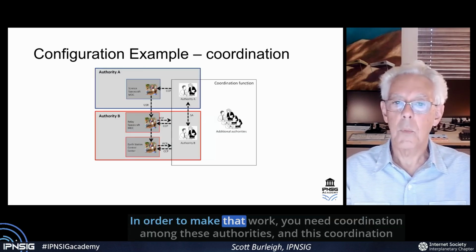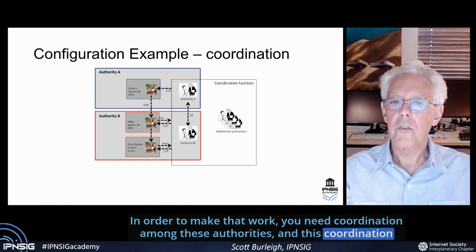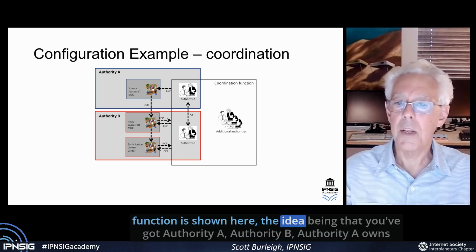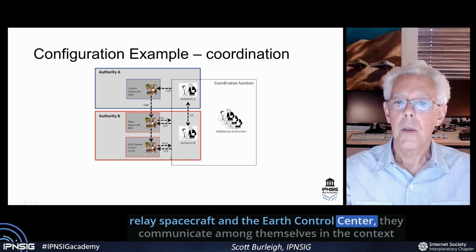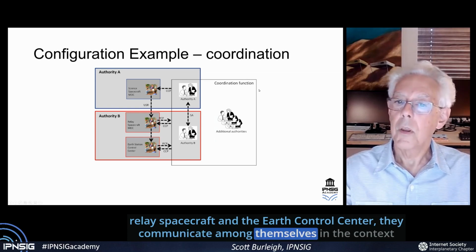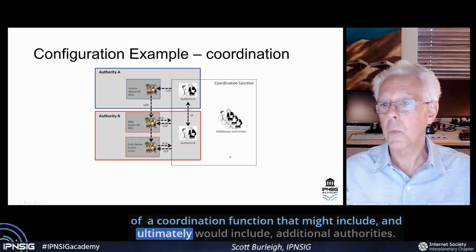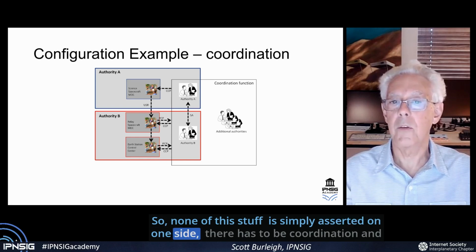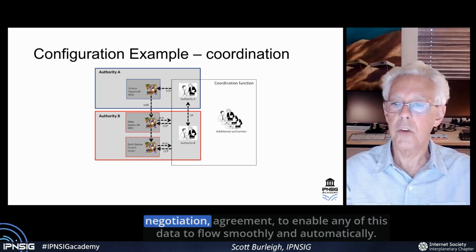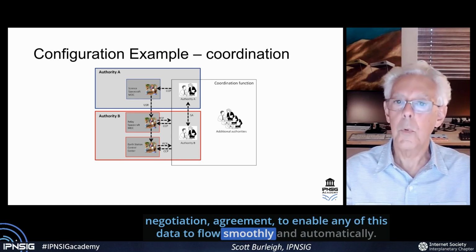In order to make that work, you need coordination among these authorities. And this coordination function is shown here. The idea being that you've got authority A, authority B. Authority B owns the relay spacecraft and the Earth Station Control Center. They communicate among themselves in the context of a coordination function that might include and ultimately would include additional authorities. So none of this stuff is simply asserted on one side. There has to be coordination and negotiation agreement to enable any of this data to flow smoothly and automatically.